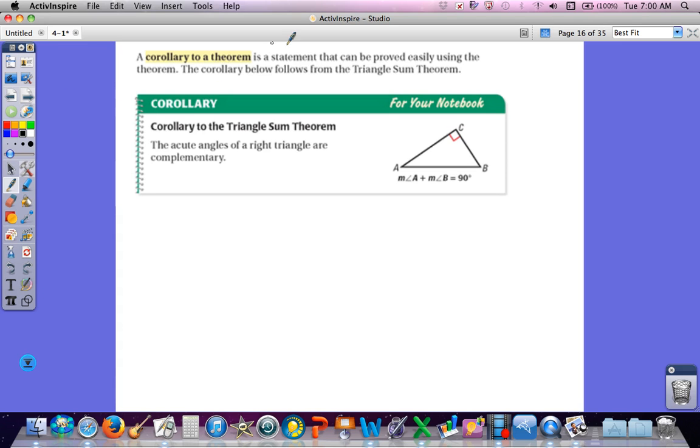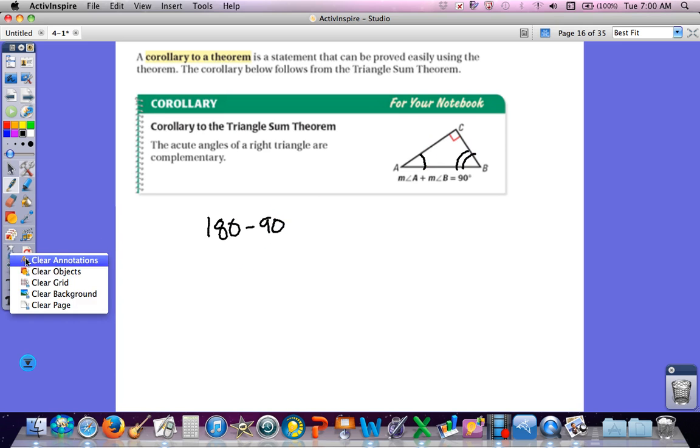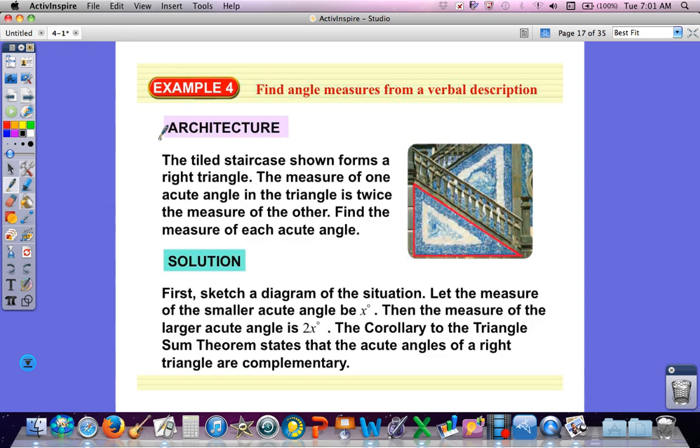Okay, there's also a corollary, a statement that can easily be proved using the theorem. The corollary below is from the triangle sum theorem. The corollary to the triangle sum theorem is if this is a 90-degree angle, then obviously the measure of the two non-90-degree angles is going to add up to 90. So rather than always starting at 180 and subtracting 90, we can just say the measure of angle A plus the measure of angle B is going to equal 90 degrees in a right triangle.